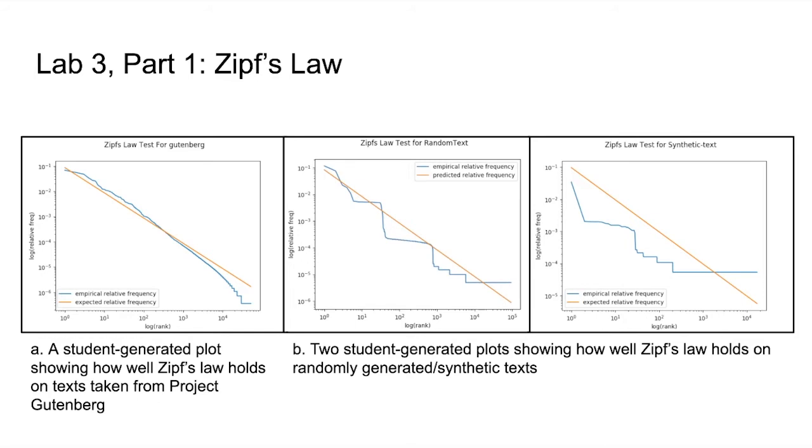In plot A on the left here, a student has plotted the empirical relative frequencies of types in the entire Project Gutenberg corpus and compared it to the relative frequencies as predicted by Zipf's law. After testing on real texts, students used a variety of techniques to generate random texts and then repeated the experiment. In the center and on the right are 2 student-generated plots showing how well Zipf's law approximates randomly generated texts.